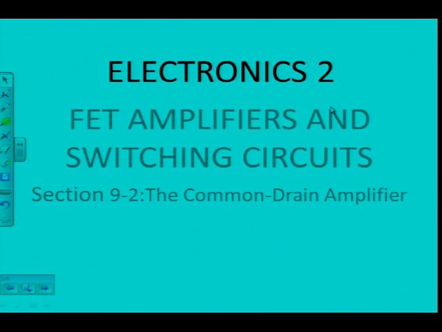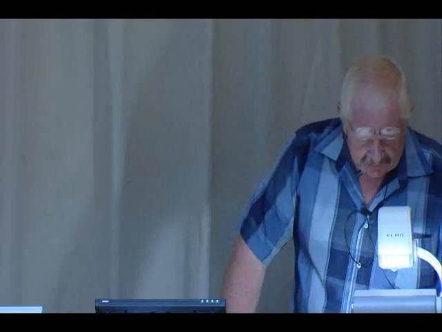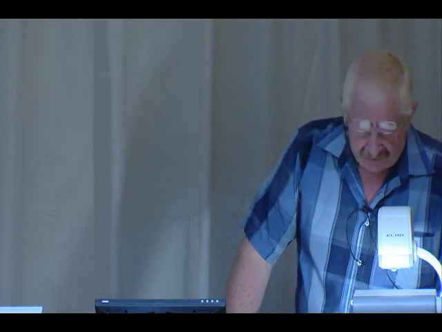On with the field effect transistor amplifiers and switching circuits. Section 9.2, the common drain amplifier. If you refer back to our text on page 448, common drain amplifier, I've marked the introductory paragraph there. The common drain amplifier is comparable to the common collector BJT amplifier. Recall that the common collector amplifier is called an emitter follower.